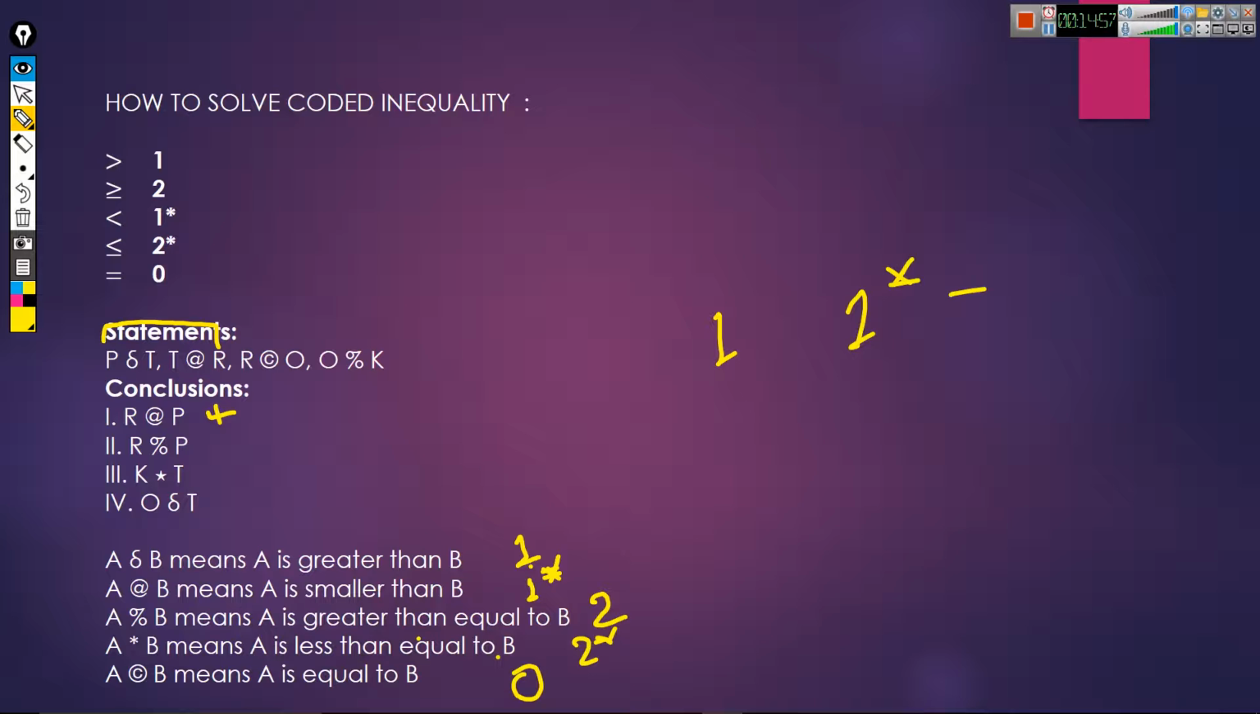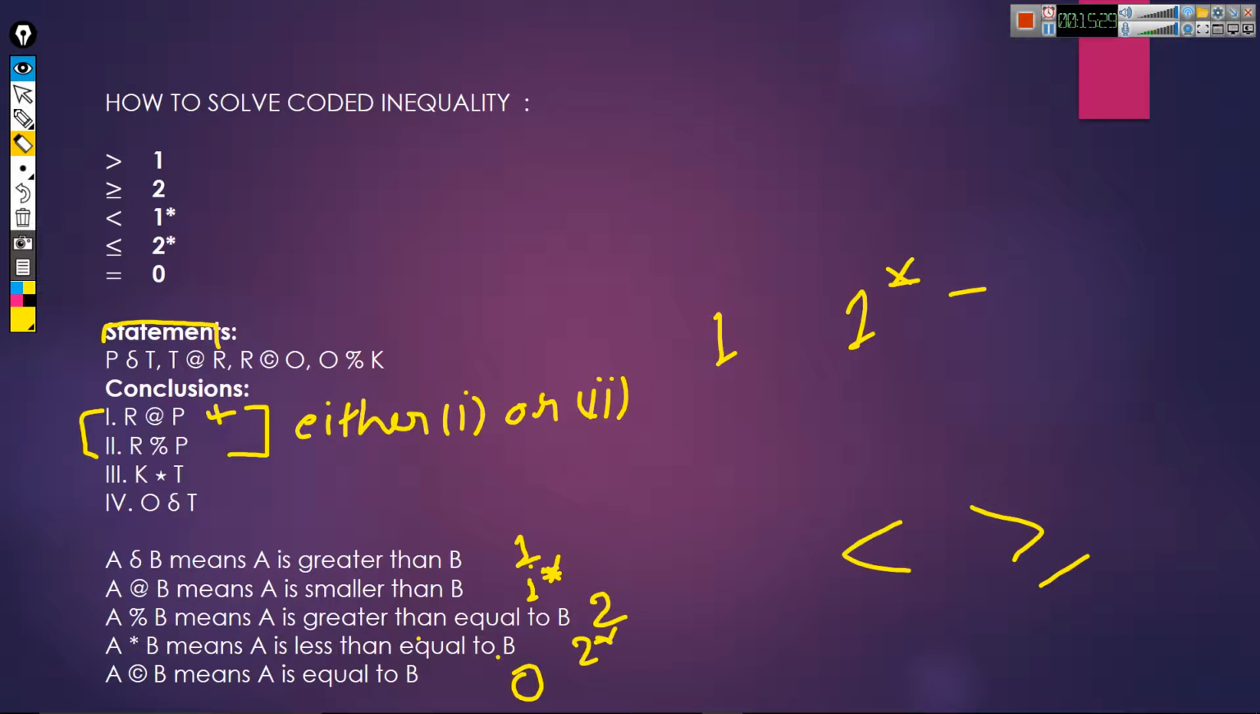So let's check for the either or condition. The second is subject and predicate should be same. Subject and predicates are same, RP, RP, and all three symbols should be present. Now check here. At the rate means smaller than, and percent means greater than equals to. So here all three symbols are present. So for these two conclusions, the answer will be either one or two. Sorry, it's one asterisk.